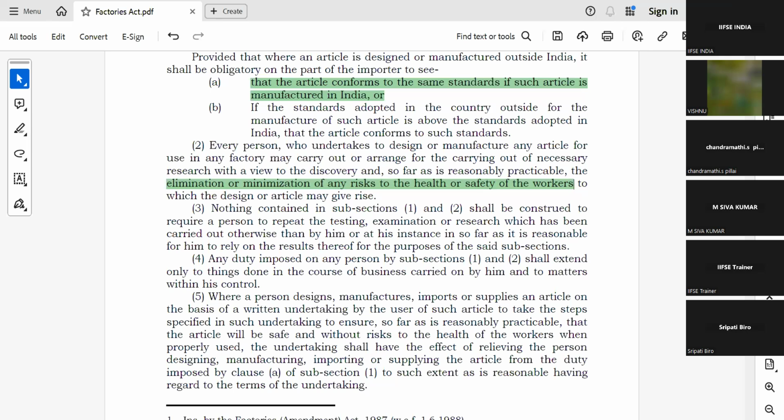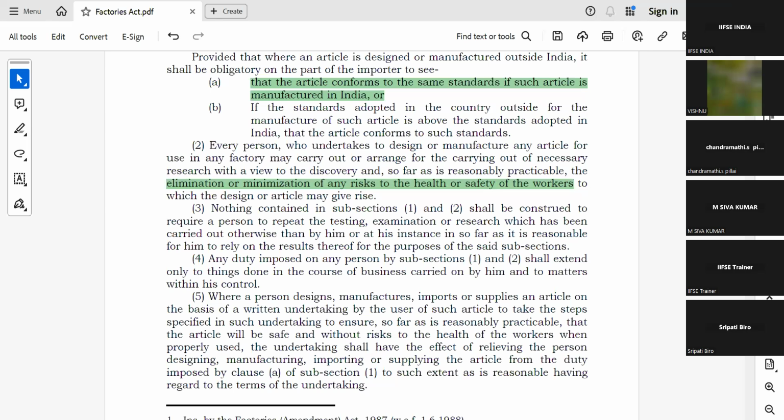Then nothing contained in subsections 1 and 2 shall be construed to require a person to repeat the testing, examination, or research which has been carried out otherwise than by him or at his instance, in so far as it is reasonable for him to rely on the results. Therefore, the purpose of said subsections, which means it has to be tested twice or thrice. అంటే ఒకటికి రెండు సార్లు అని టెస్ట్ చేసి చేయాలంటున్నారు.